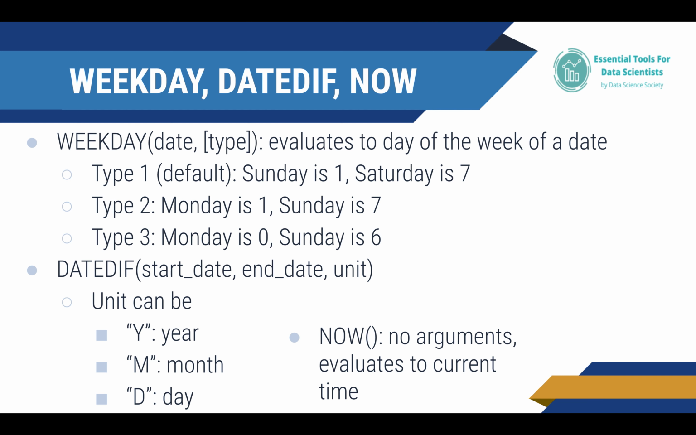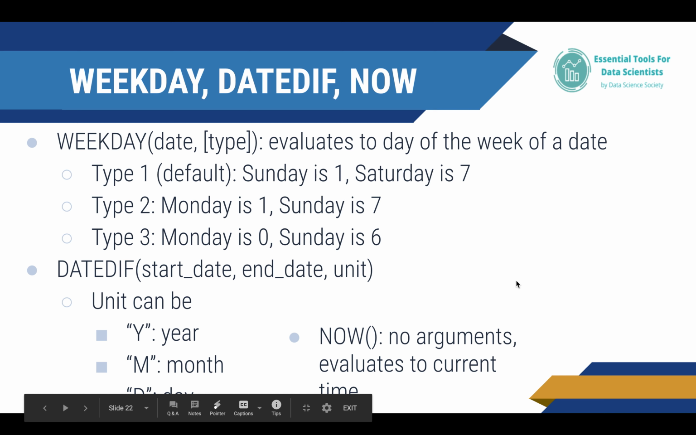Okay, so weekday. This one feels fun. It takes any date that you put into it and provides the weekday. So the default type, it will give you that Sunday is 1 and Saturday is 7, and whatever date you put in there, it will spit out the corresponding day of the week in terms of a number. Type 2 assigns Monday to be 1 and Sunday to be 7, and type 3, Monday is 0 and Sunday is 6. Date diff is also super useful. So we have the start date, the end date, and the unit. The unit can be the year, month, or day. We can specify this with Y or D. Kind of fun.